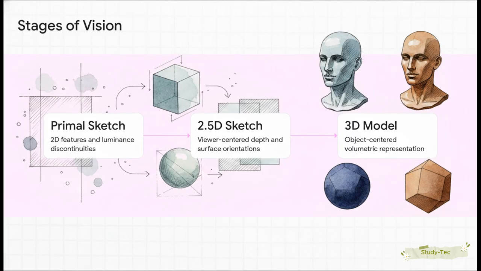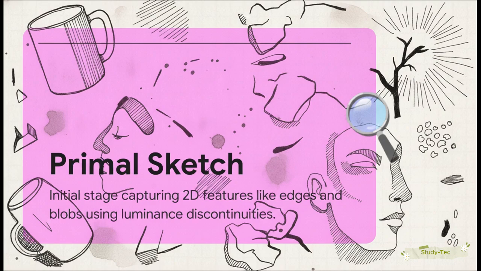So before you can even recognize a coffee mug or a friend's face, your early visual system acts as this incredibly basic edge detector to create that first step, the primal sketch. It's hunting for what Marr called luminance discontinuities. That's just a fancy way of saying sudden, sharp shifts from dark to light pixels, which it uses to map out abstract boundaries. At this stage, there is absolutely no depth. It's more like a highly detailed, flat, black and white line drawing of the world.